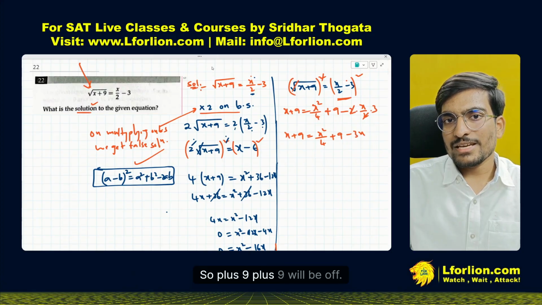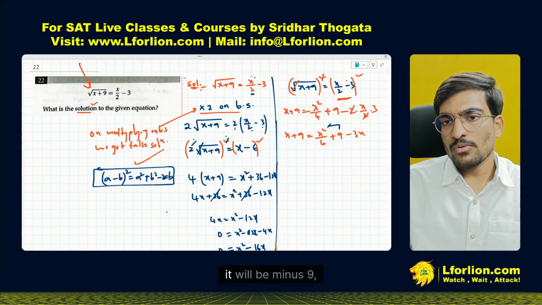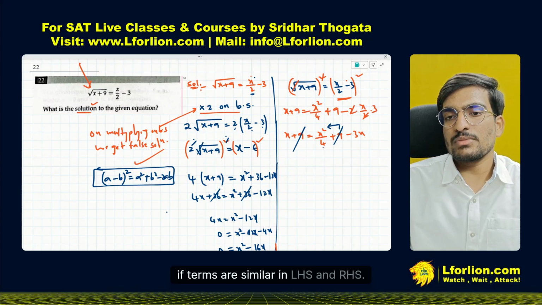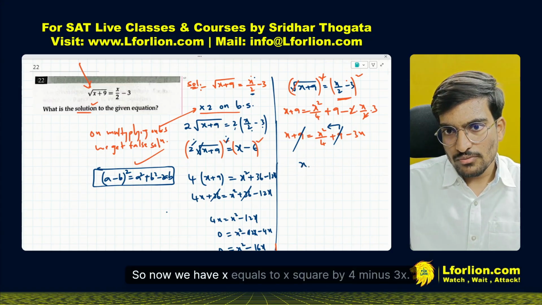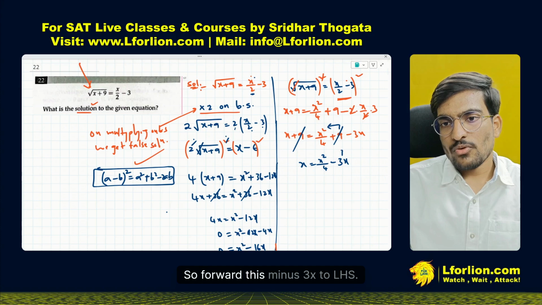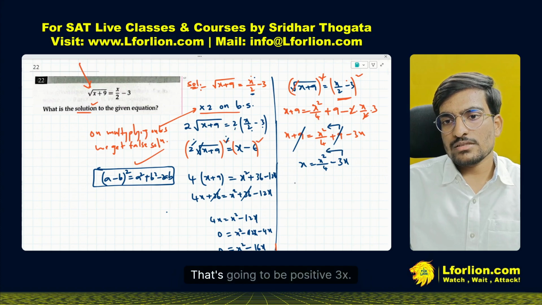So plus 9 will cancel off. Why? If you move it across, it will be minus 9, so plus 9 minus 9 also cancels, or you can directly cross out like this if terms are similar in LHS and RHS. So now we have x equals x square by 4 minus 3x. Move this minus 3x to LHS, it becomes positive 3x. So x plus 3x equals x square by 4.